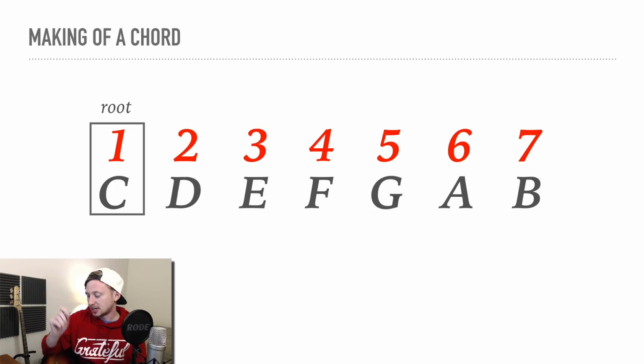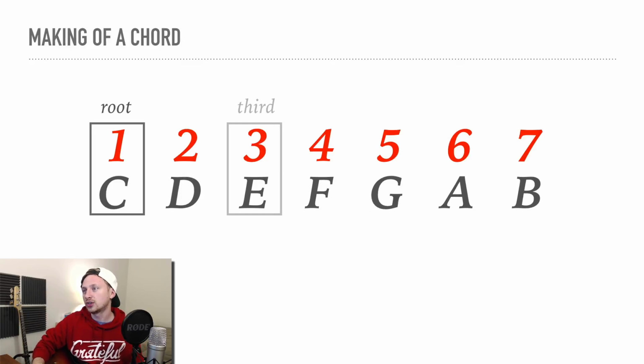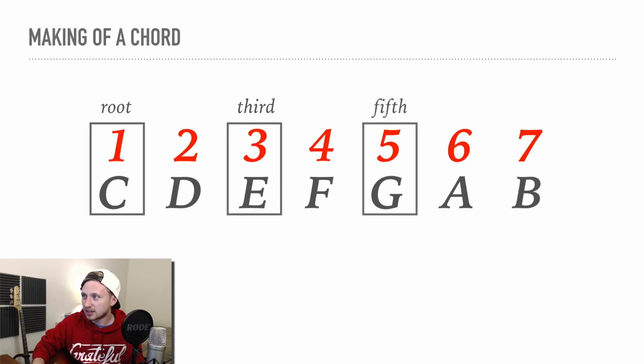So from scale degree 1, we're going to move up a third and land on scale degree 3. We're going to move up a fifth and land on scale degree 5. The notes we've landed on in the key of C major are C, E, and G. When we play those three notes together, we're playing a C major chord.